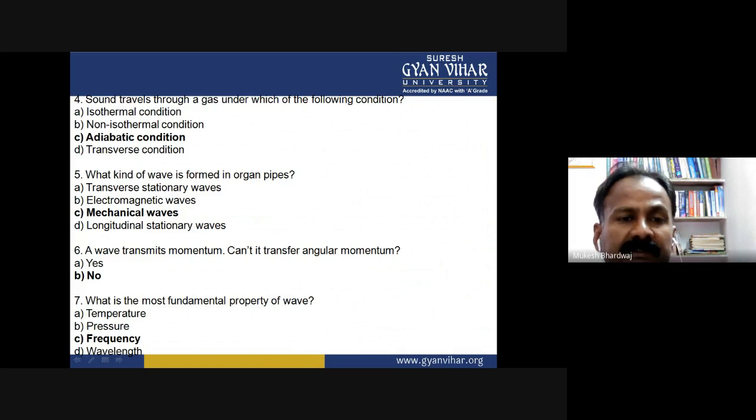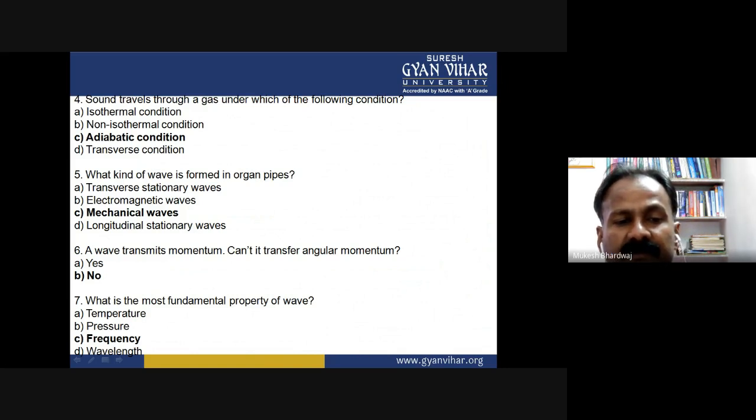Sound travels through a gas under which of the following conditions? Isothermal condition, non-isothermal condition, adiabatic condition, transverse condition. Through an adiabatic condition. What kind of wave is formed in organ pipes? Mechanical waves. Can a wave transmit angular momentum? No.